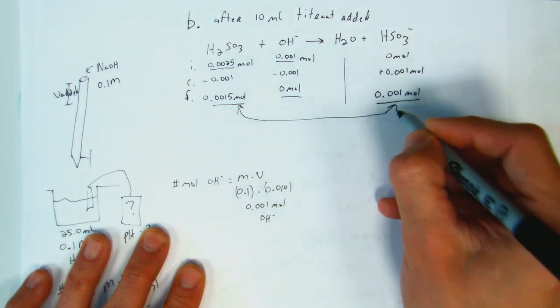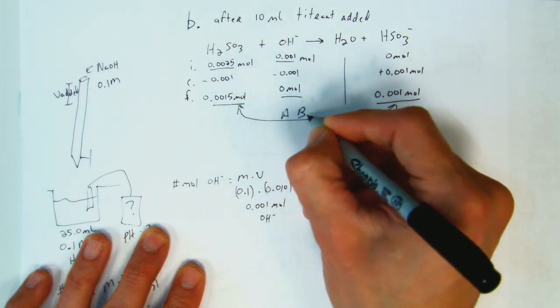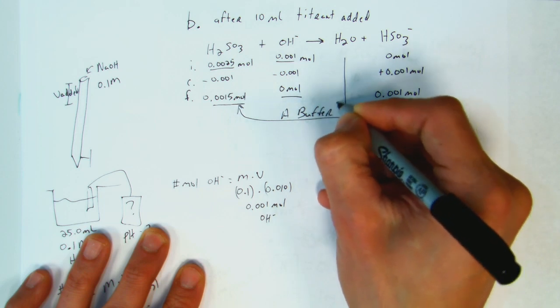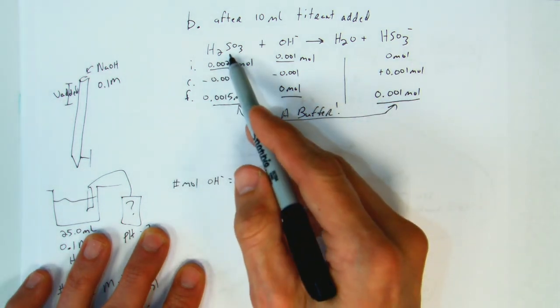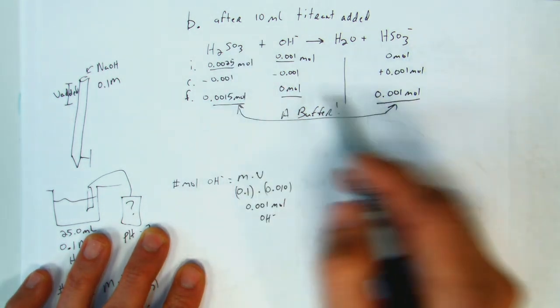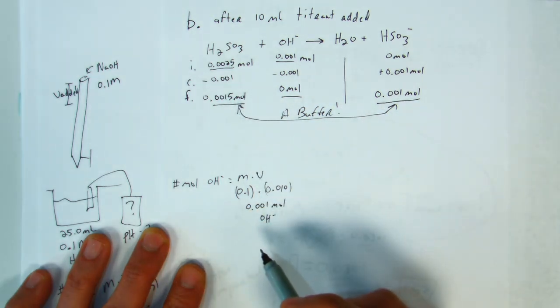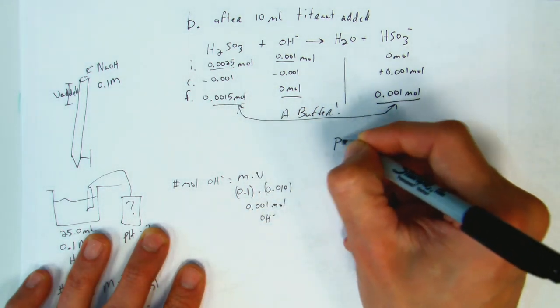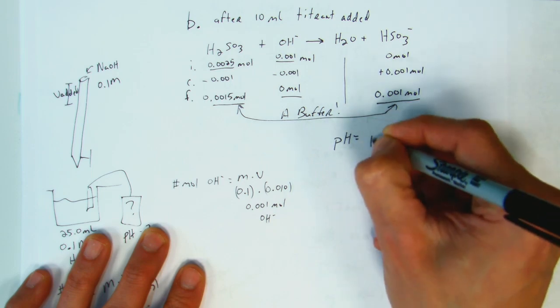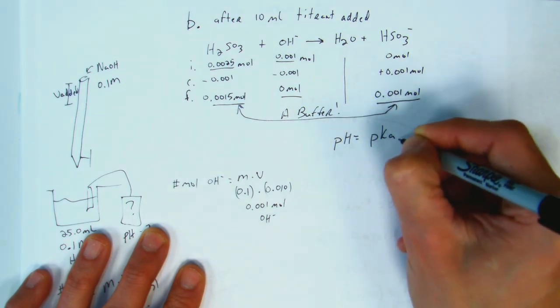And I notice right away I've got a buffer. Because I've got an acid and its conjugate base both mixed together in solution. I can use my Henderson-Hasselbalch equation.